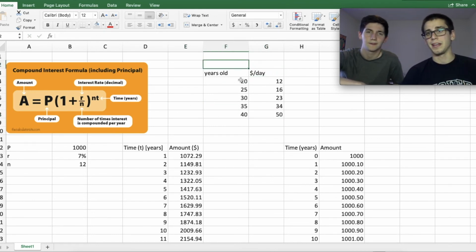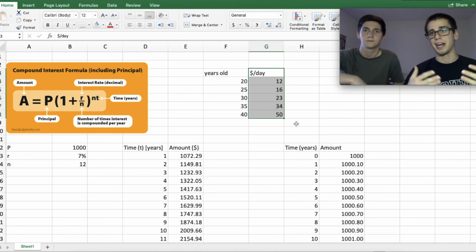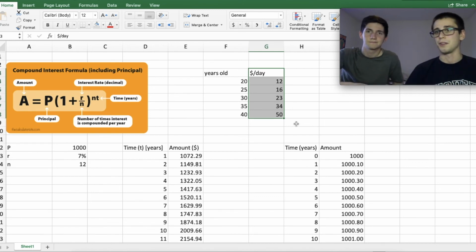This assumes that you want to reach $1 million by the time you retire at 67, and this is how much money you'd have to put in per day. Again, this is just the bare minimum, not assuming that anything's going to be greater than average, which in actual practice things will sometimes be greater than average and lower than average. So you've got to take that into consideration.